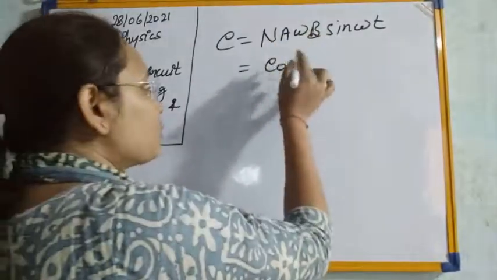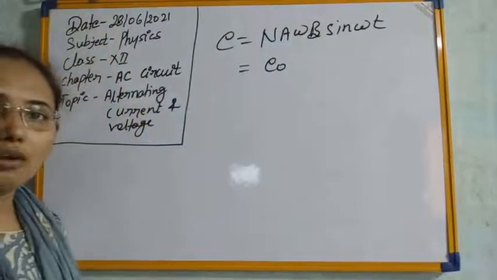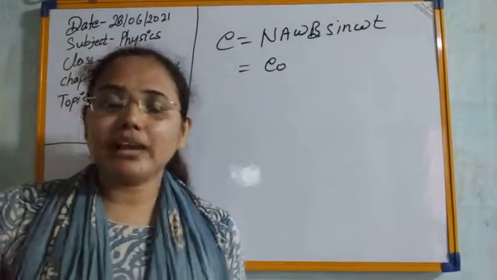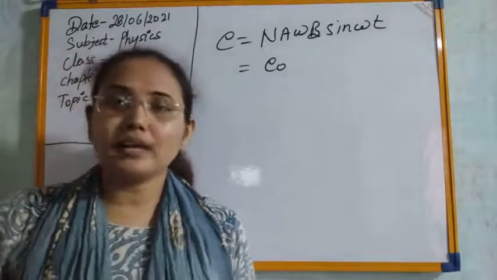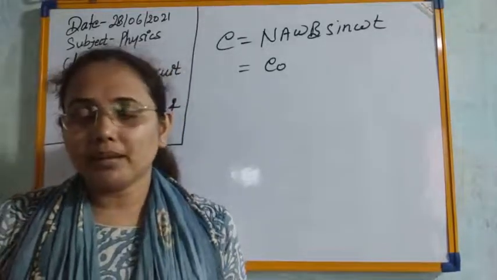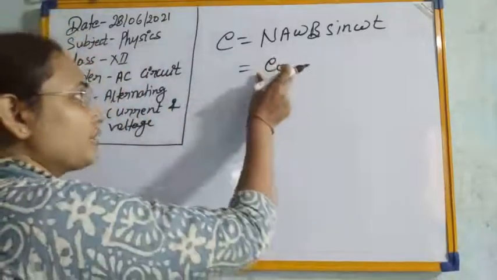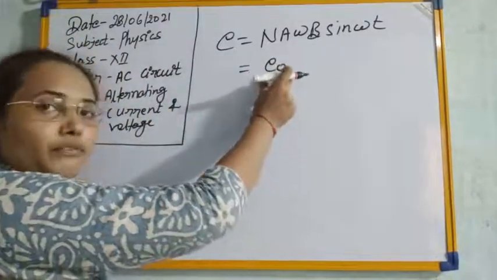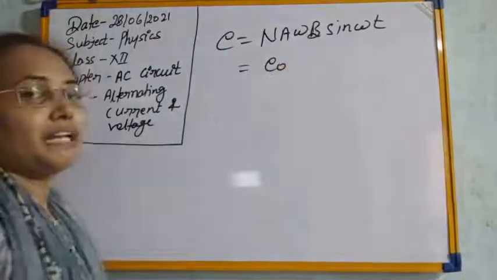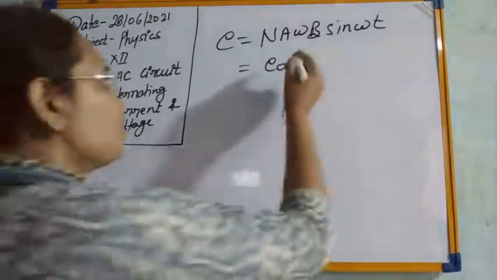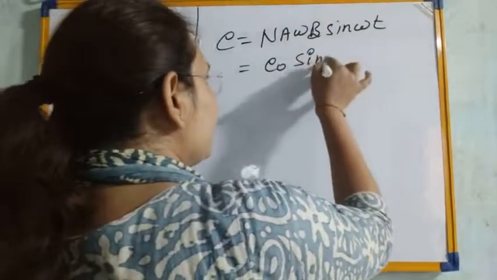In place of this we can write the maximum value of this EMF. This is known as the peak value of the EMF, or in case of a wave, the amplitude of the EMF. You can say this is the amplitude of EMF, the peak value, or the maximum value of EMF, whatever you want to call it. So here we can write E0 sine omega t.